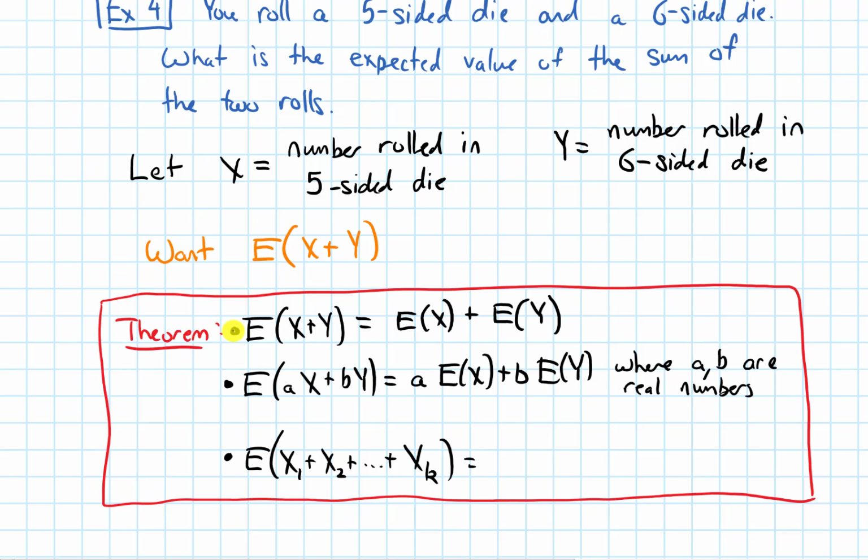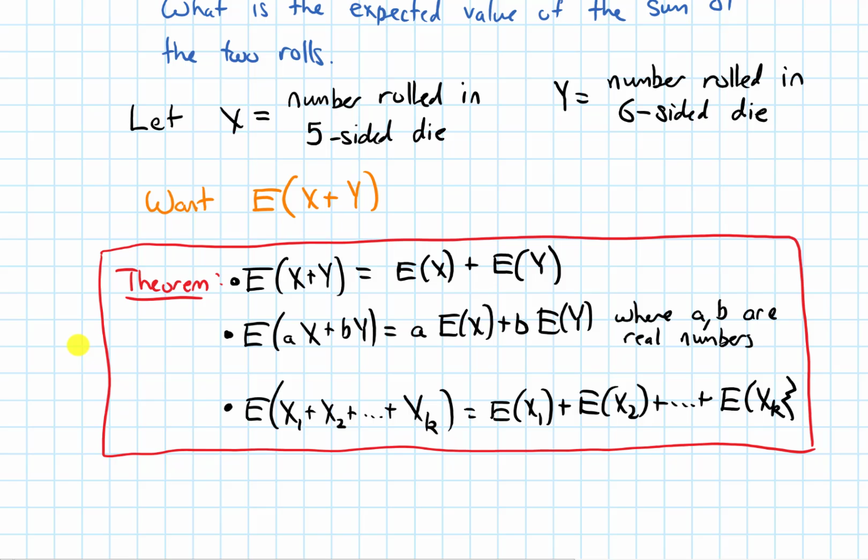And then similar to the first one, the expected value of a sum of a bunch of random variables will be equal to the expected value of the first one, plus the expected value of the second one, x2, plus dot dot dot, until the expected value of the last one, x sub k. So if I can find the expected value of x and the expected value of y, to get the expected value of the sum, I will just have to add those two expected values together using this first part of the theorem.